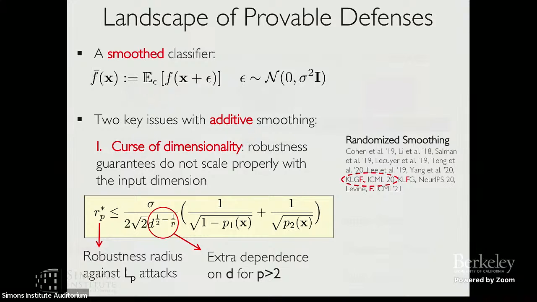In my mind, at the beginning, I thought that if this is an L2 attack, I will get a curse of dimensionality just because the variance is something like sigma root d. Yes. Right? But if I put p equals 2 there, I get this.